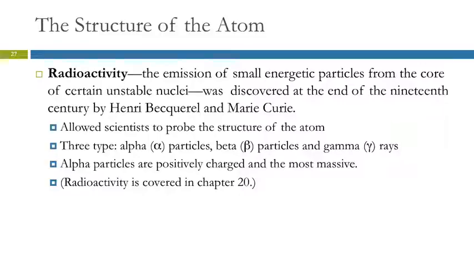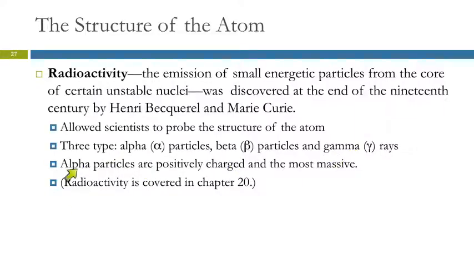Okay, so we have to take a little detour here. Radioactivity. Radioactivity is the emission of small energetic particles from the core of particular unstable nuclei. Not everything is giving off radioactivity. This was discovered at the end of the 19th century, Henri Becquerel and Marie Curie. And I just need to tell you about this a little bit because they used radioactivity to probe the structure of the atom. There are three main types, alpha particles, beta particles, and gamma rays.